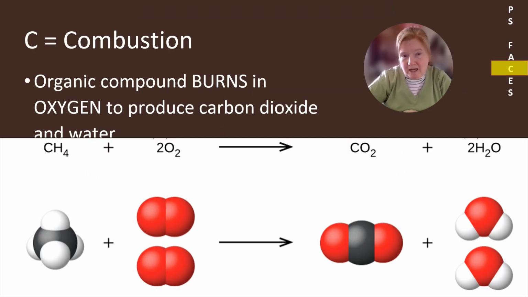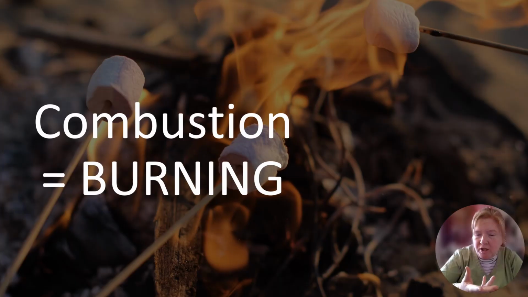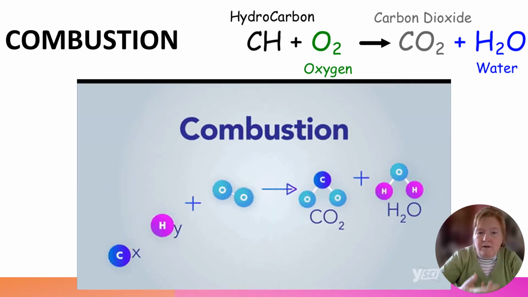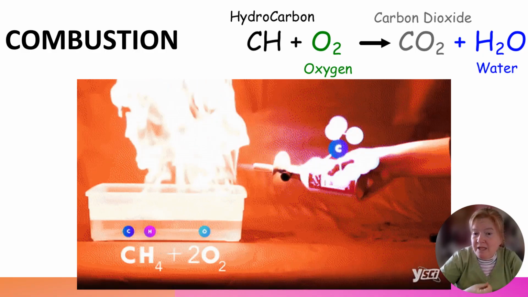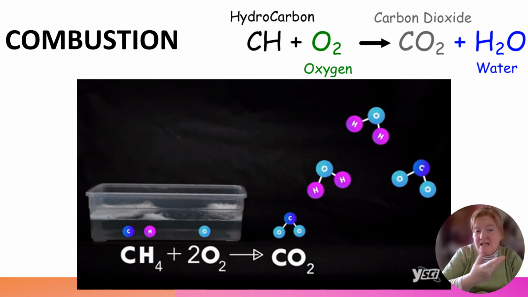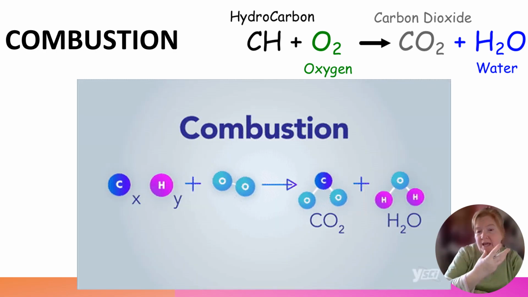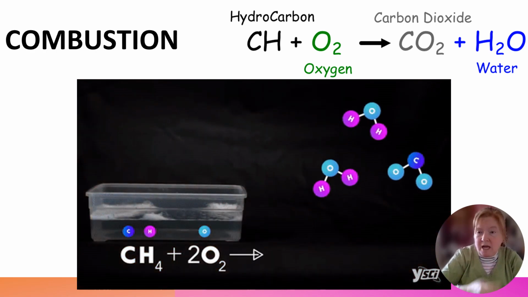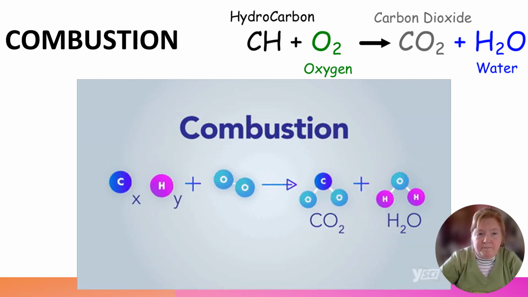Combustion. We learned this already. It's where an organic compound burns in the presence of oxygen and produces carbon dioxide and water. Combustion is burning. Now here you can see a combustion reaction happening. We burned some things in class and saw the process happening. We have something with carbon and hydrogen combined with oxygen, and it produces carbon dioxide and water.